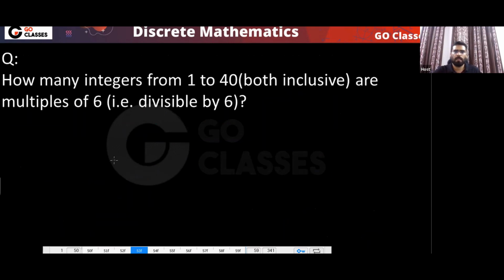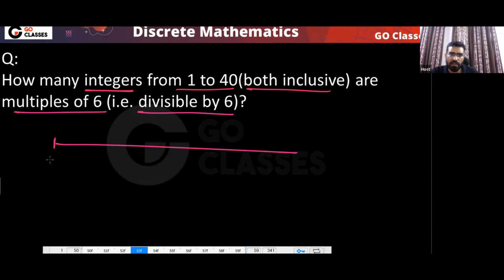Let's solve this question. How many integers from 1 to 40, both inclusive, are multiples of 6? How many integers are multiples of 6? So remember, this is your line, and this is your 1, and this is your 40.